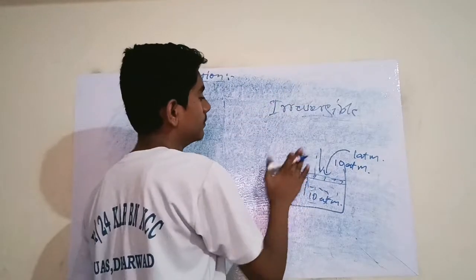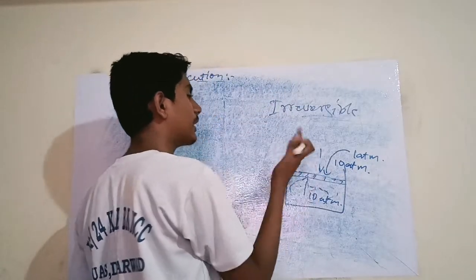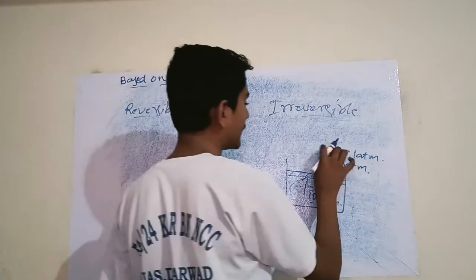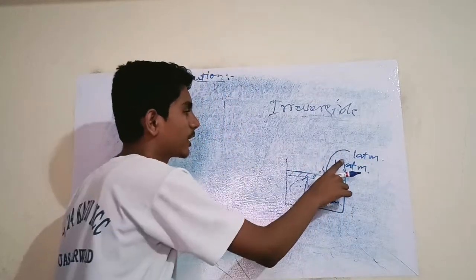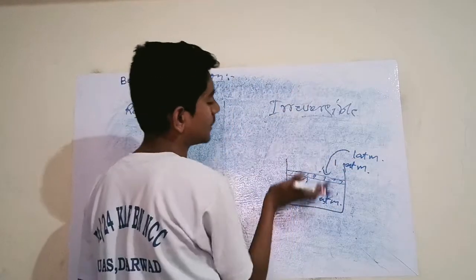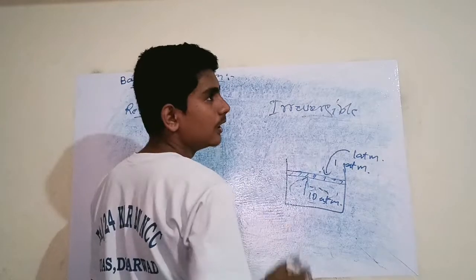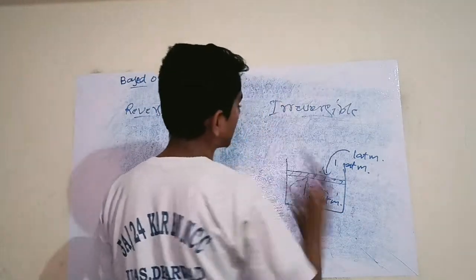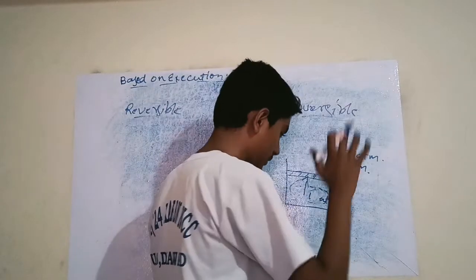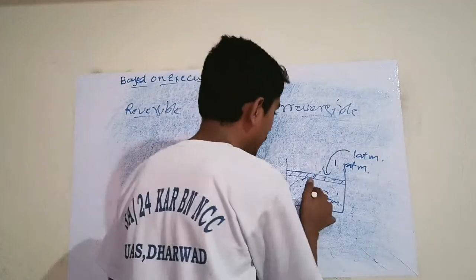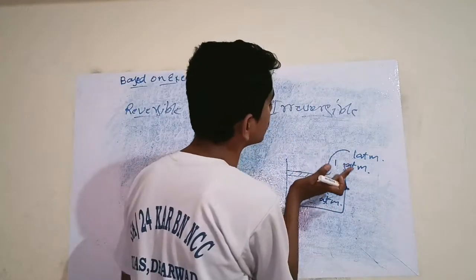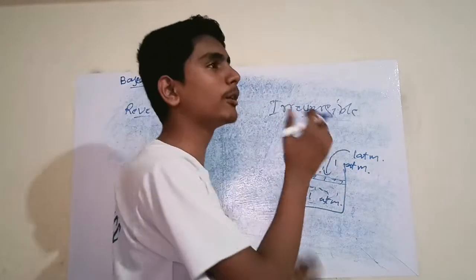Now remove this block. Now 9 atm is gone. Only 1 atm pressure is left from outside. Now the gas will expand, because the lower pressure is in excess. Up to how much will it expand? Up to that state at which the lower pressure becomes 1 atm. If the lower pressure also becomes 1 atm and the higher pressure is also 1 atm, again it will be at rest.